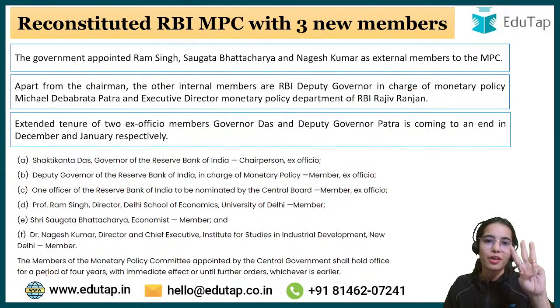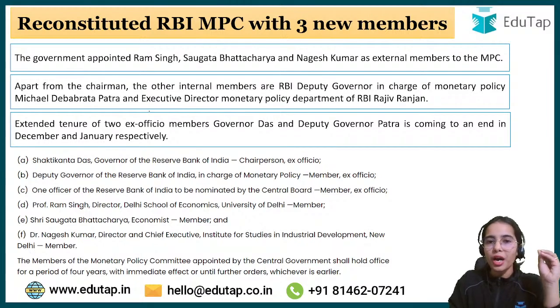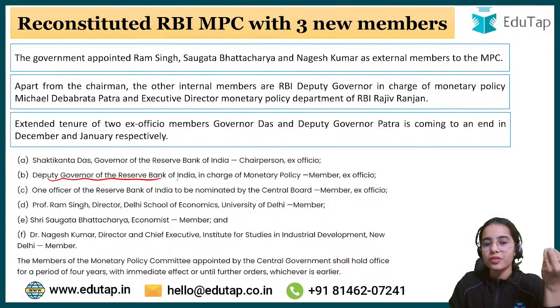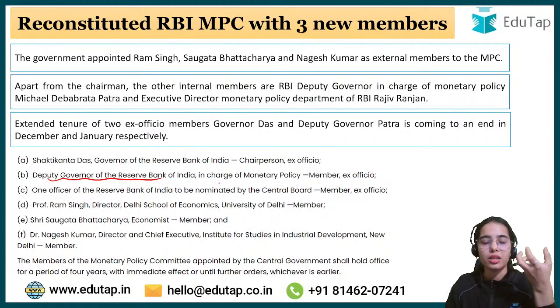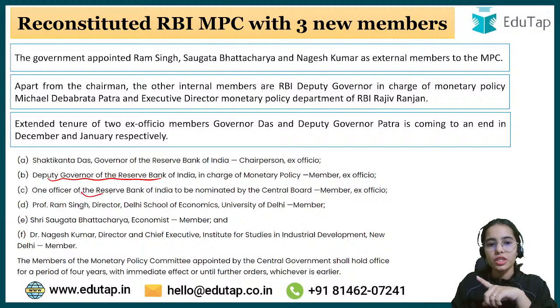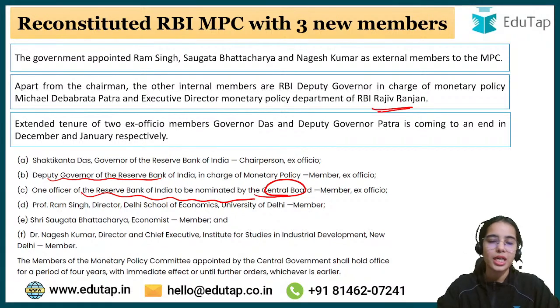3 new members have been appointed by the government of India. They are the external members of the Monetary Policy Committee. Apart from this, there are 3 members of the MPC from the RBI itself. One is the governor of the Reserve Bank of India, currently Shaktikanta Das. The other is the deputy governor, Michael Debatra Patra, and one officer of the Reserve Bank nominated by the central board, Rajiv Ranjan. So there are the 6 members.